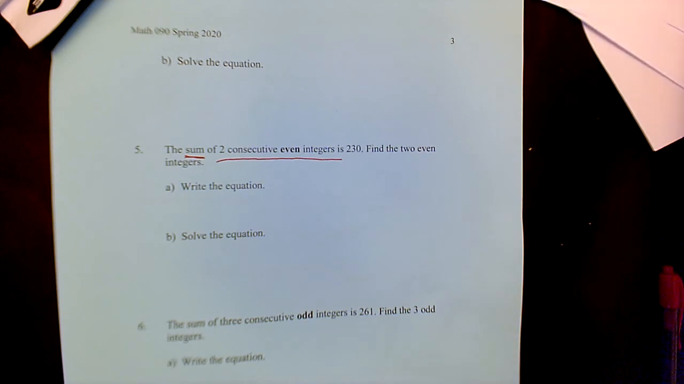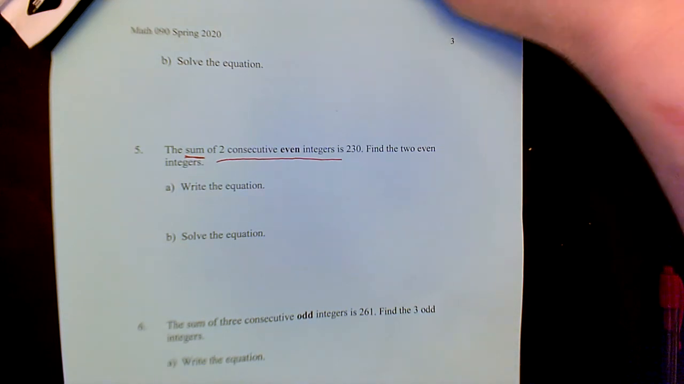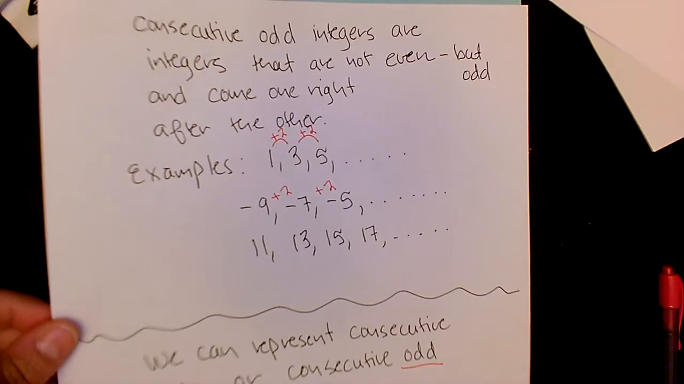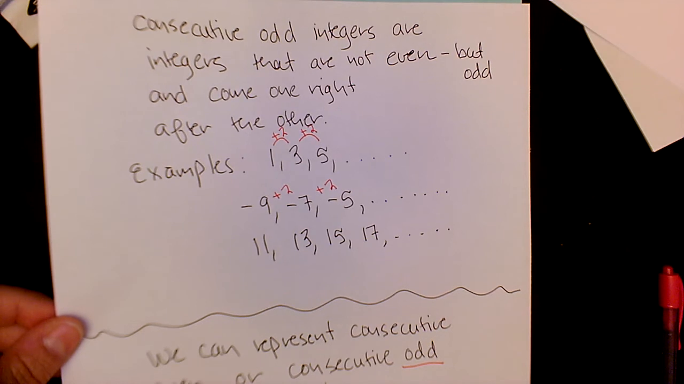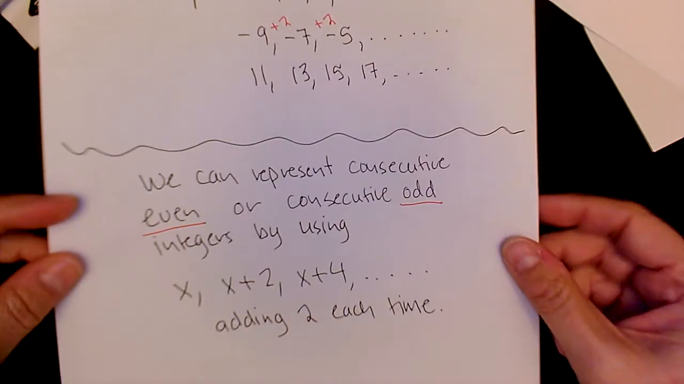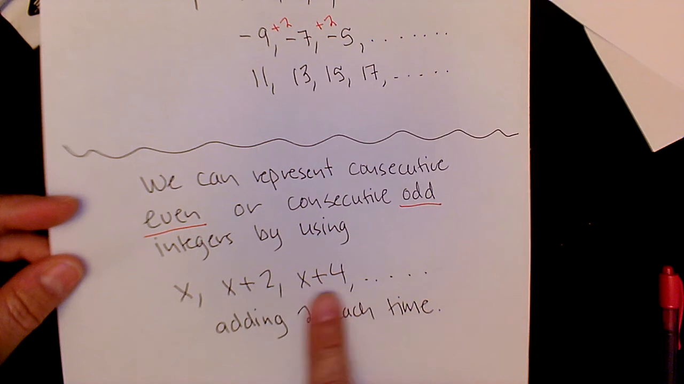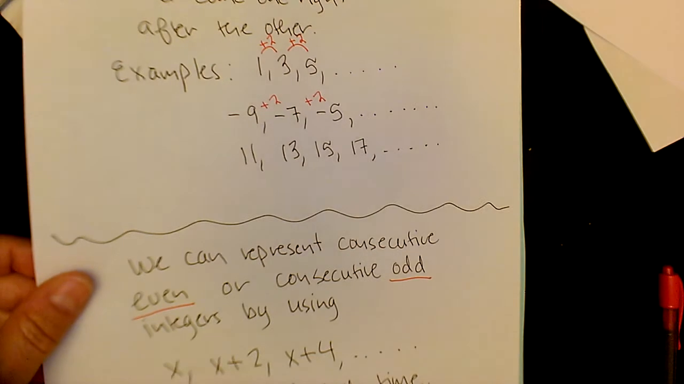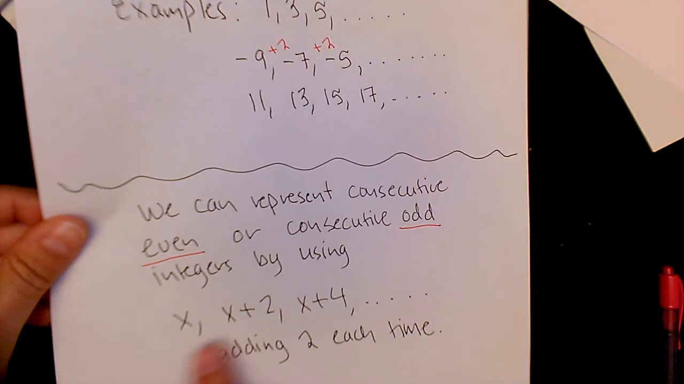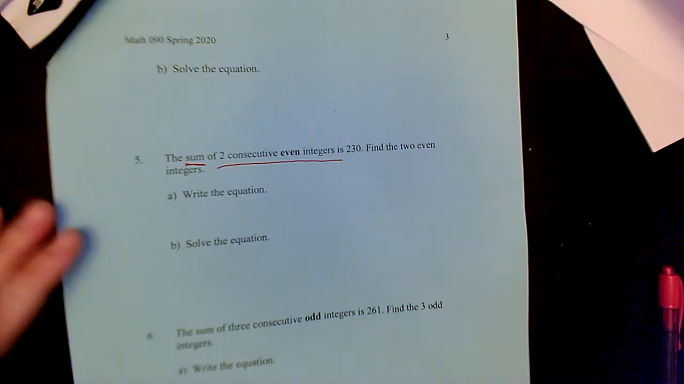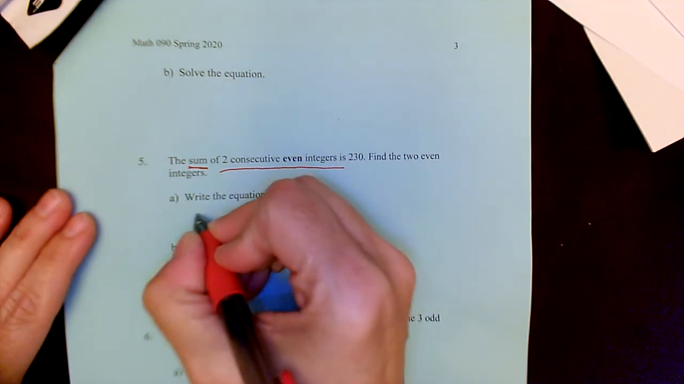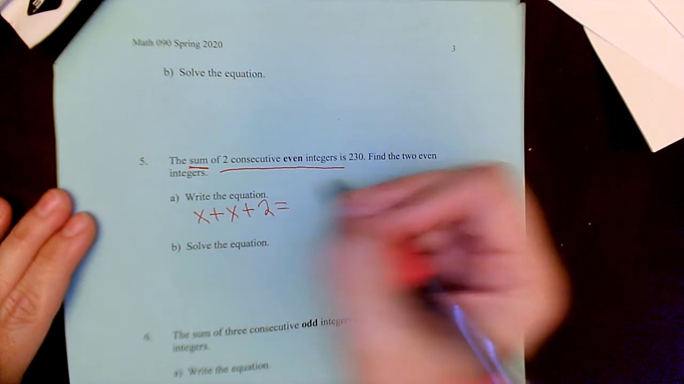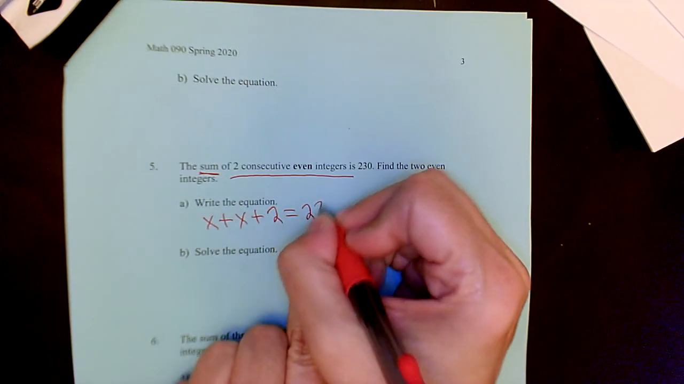And I'm going to look at my notes, and I can see that, since I'm talking about consecutive evens, I can use x, x plus 2, x plus 4. How many do I want? I want the sum of 2, so I'm going to use x and x plus 2. I'm going to use the first two. So I'm going to use x and x plus 2 as part of my equation. So x plus, because I want the sum, equals 230.